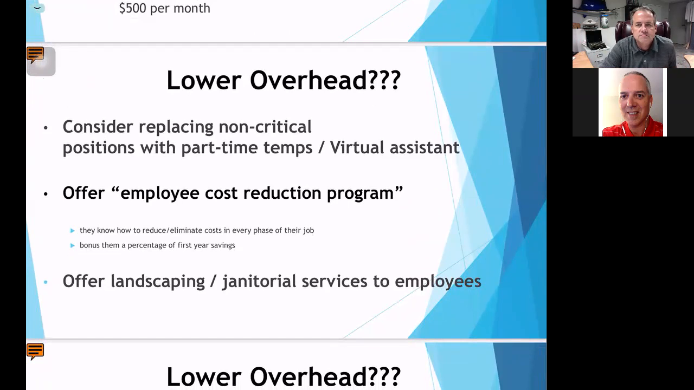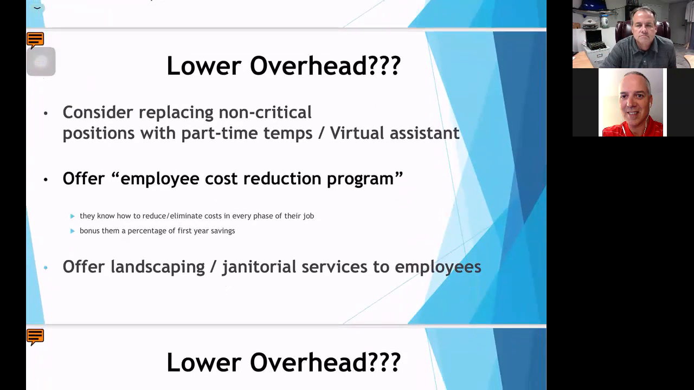I'm a big user of virtual assistants. I mentioned that. I've actually done this several times, especially during the last recession: offer an employee cost reduction program. The idea there is your employees know how to reduce or eliminate costs probably in every phase of their own job. So what you do is you bonus them a percentage of the savings. I'm going to give you 10%, 20%, 50% of the savings of the first year, right? So let's say you have an accounts receivable person or a bookkeeper, and she comes up with that payroll savings or the cell phone savings. Well, we give them 10, 20% of that first year savings, because they know where all the money is, right?